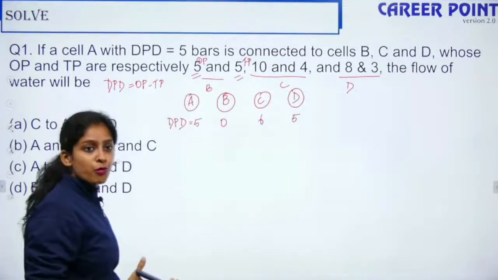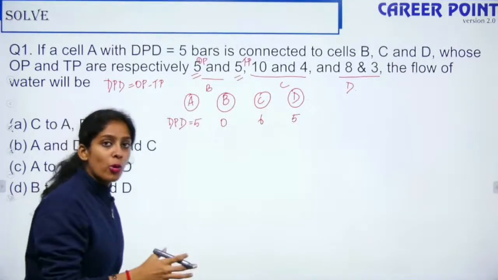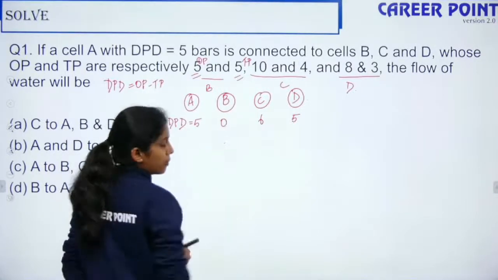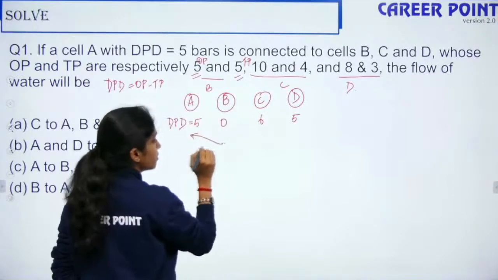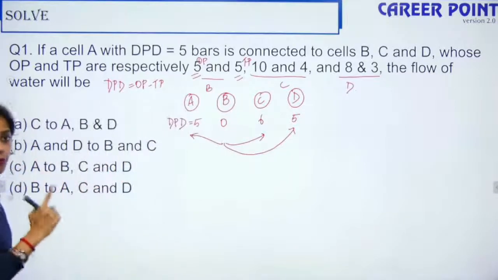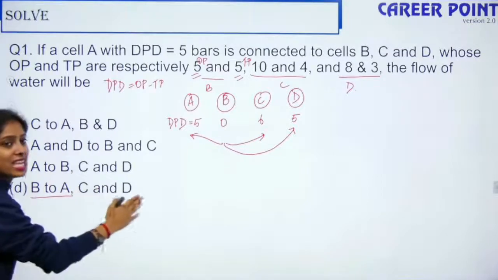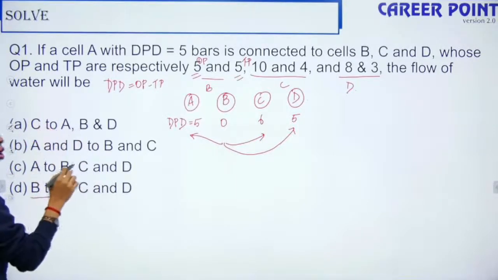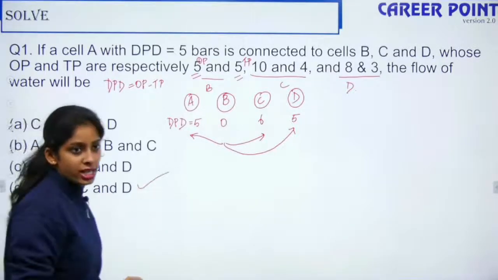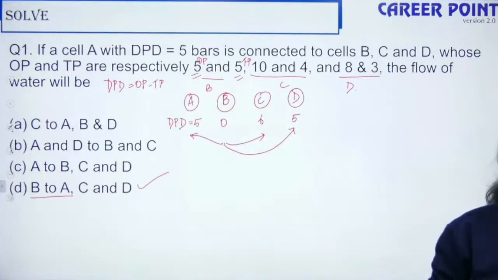Now how is the movement of water? Remember, when you are calculating DPD, water moves from lower DPD to higher DPD. The least is here, so it moves from B. It can move from B to A, B to D and B to C. So the direction of flow of water is from B to A. When you look into all the conditions, B to A is the right answer. So we go with option D. I hope you understood how to solve these types of questions, right?